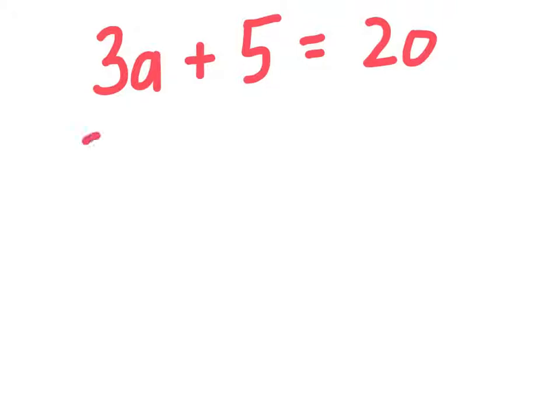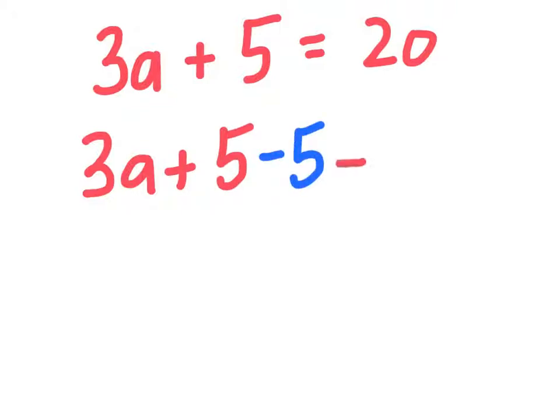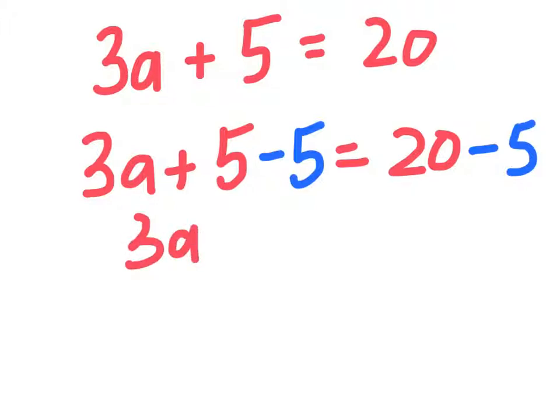So I'm going to go 3a plus 5, and I'm going to subtract 5, and this will equal 20 subtract 5. Because whatever I do to one side of the equation, I must do to the other, because there's an equal sign in the middle. So to keep it equal, I must do the same operations on both sides. So I now have 3a, and 5 minus 5 cancels out, and this is equal to 20 minus 5, which is 15.